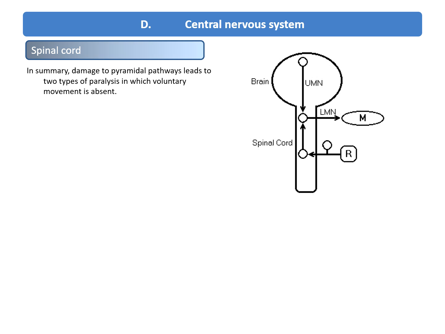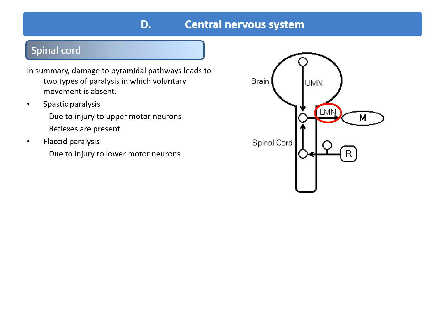In summary, damage to pyramidal pathways leads to two types of paralysis in which voluntary movement is absent. Spastic paralysis is due to injury to the upper motor neurons. Reflexes are present. Flaccid paralysis is due to injury to lower motor neurons. Reflexes are absent.